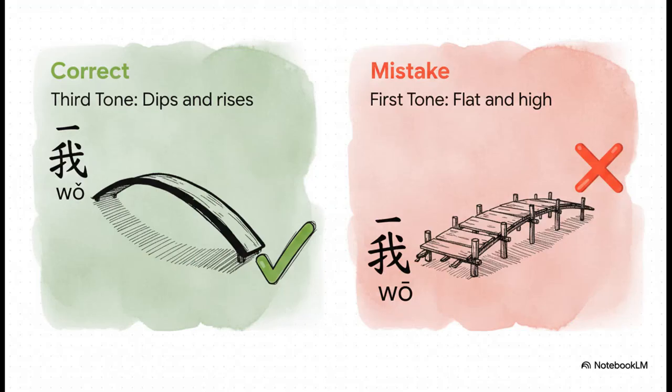Let's really zoom in on the word wǒ, which is a third tone, which means it has this falling, rising shake. I want you to listen as I say it, and then you try it. The correct way is wǒ. See how my voice dips down and comes back up? Wǒ. Okay, now you try. The mistake most beginners make is saying it with a flat, high tone, like this. Wō. It's totally flat. Can you hear that difference? Wō versus wǒ. Getting that right is a huge step.